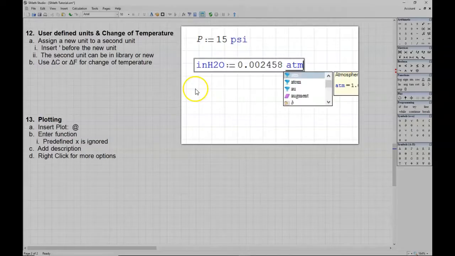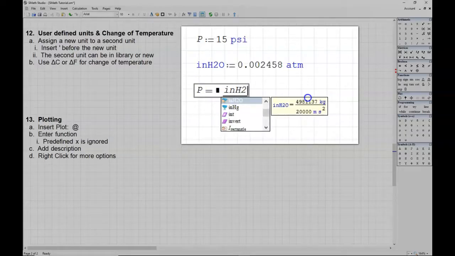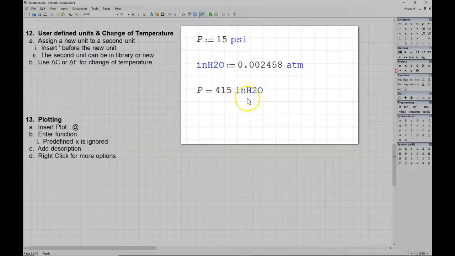Now if I type pressure again, or P, and have that equal, let's go ahead and change this to inch H2O, and that is our customized unit.